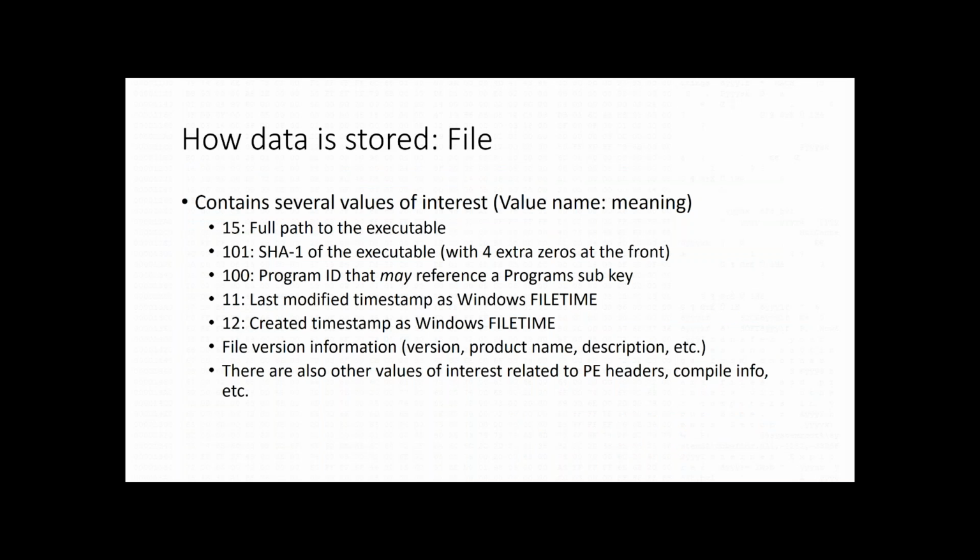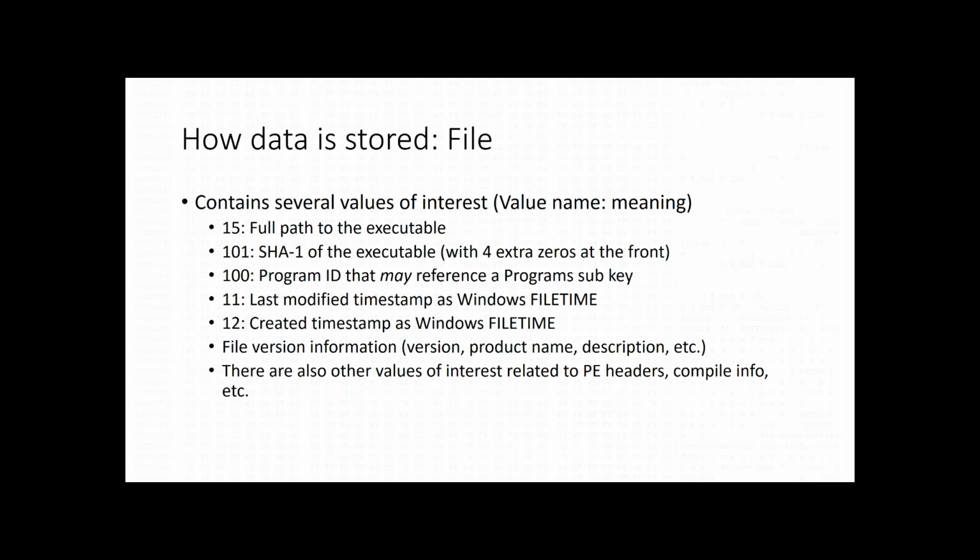So just as we did when we started talking about our programs, now we can start pulling apart all of the values in our file keys. These are just some of the more interesting values that we would be interested in. So the 15 is our full path, and we just saw an example of that. 101 would be the SHA.